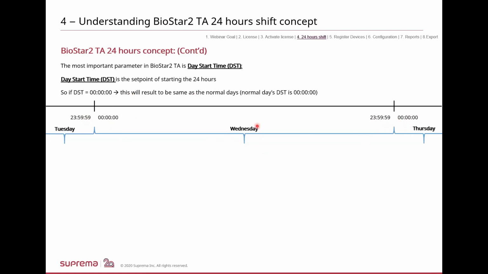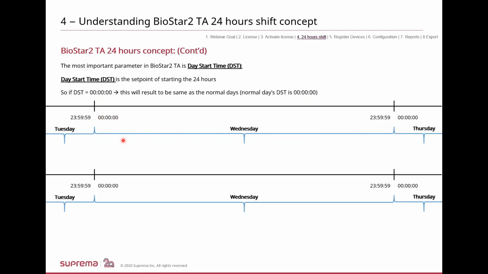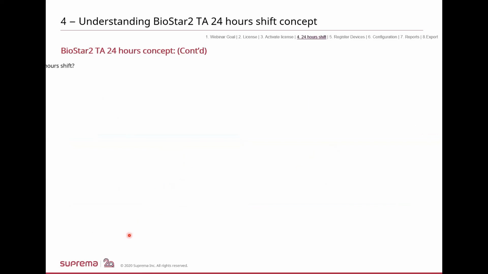So the day start time of the days, which we know, is 0000, which means that this is the set point where the day changes. BioStar 2 follows the same concept. So within this setup, if you come to your duty by 8 a.m. and you leave by 5 p.m., then you will have a correct report, which is 9 working hours.